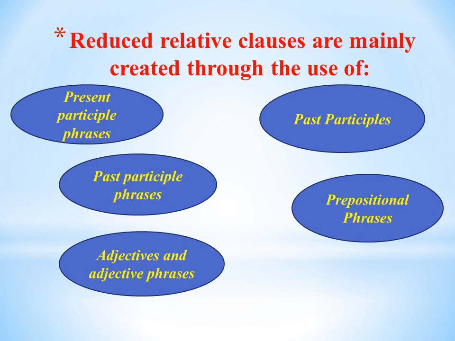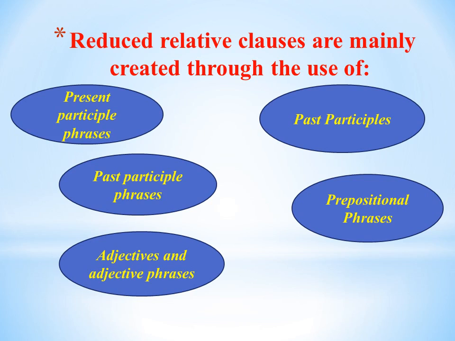Reduced to a past participle phrase. So, firstly, remove the relative pronoun. Remove the verb be. Place the past participle phrase after the modified noun. For example, the car which was purchased in Seattle was a vintage Mustang. Reduced. The car purchased in Seattle was a vintage Mustang.